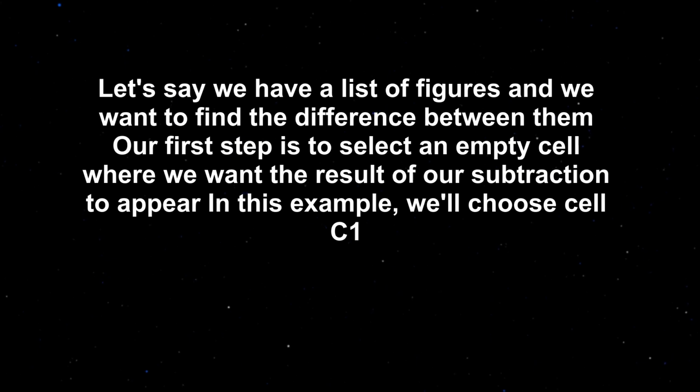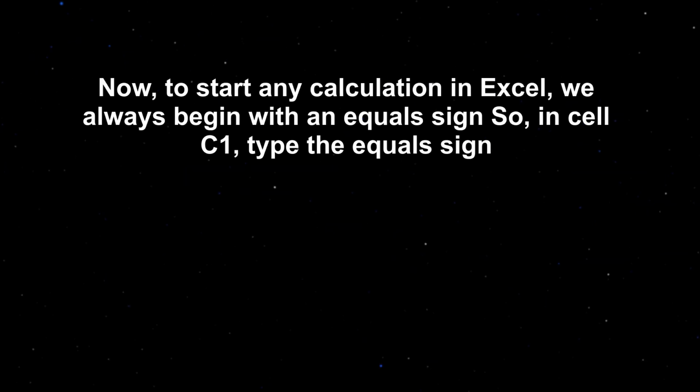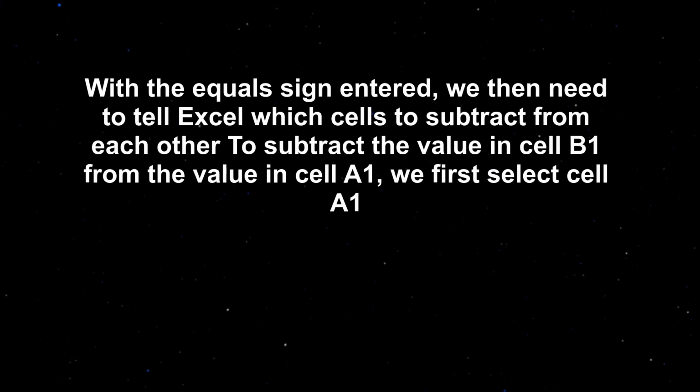In this example, we'll choose cell C1. Now, to start any calculation in Excel, we always begin with an equals sign. So, in cell C1, type the equals sign. With the equals sign entered, we then need to tell Excel which cells to subtract from each other.